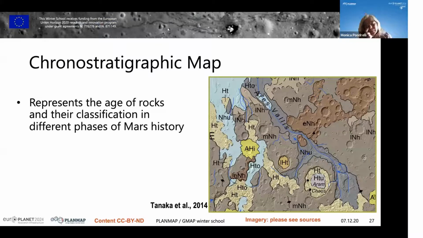Now, I want to go back to the different kinds of maps. I told you at the very beginning that historically, most of the geological maps on planets are chronostratigraphic maps. This map is the one of Tanaka that Lucia already showed you, that basically represents the age of the rocks and their classification in different phases of Mars history. This is the first tool that we also use on Earth to distinguish large geological units in large areas.